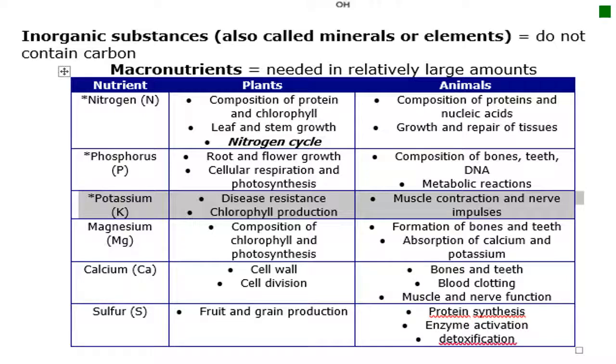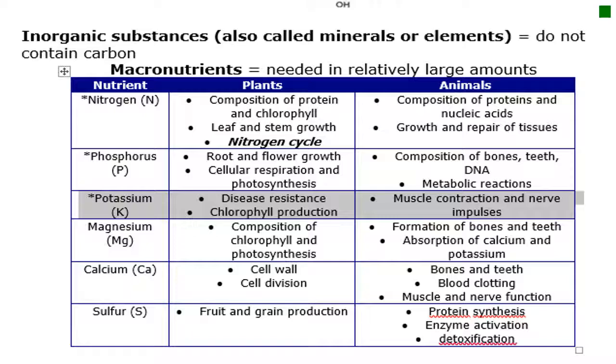Okay, some inorganic substances. Inorganic substances are also called minerals, and the thing about it is that they don't really contain carbon. Okay, so we've got nitrogen, phosphorus, potassium, magnesium, calcium, and sulfur, and it's a really, really good idea.